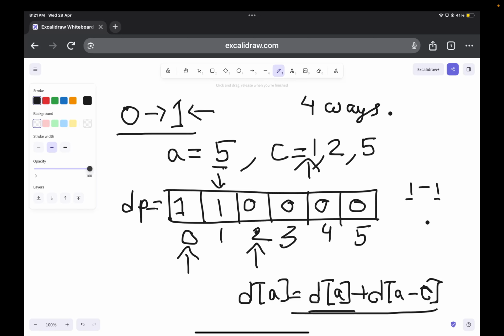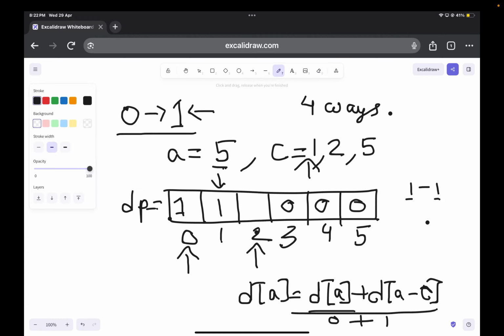It is 0. 0 plus 2 minus 1. What is 2 minus 1? Amount is 2, coin is 1. So 2 minus 1 is DP of 1. What is DP of 1? 1. It is also 1. Why is it 1?